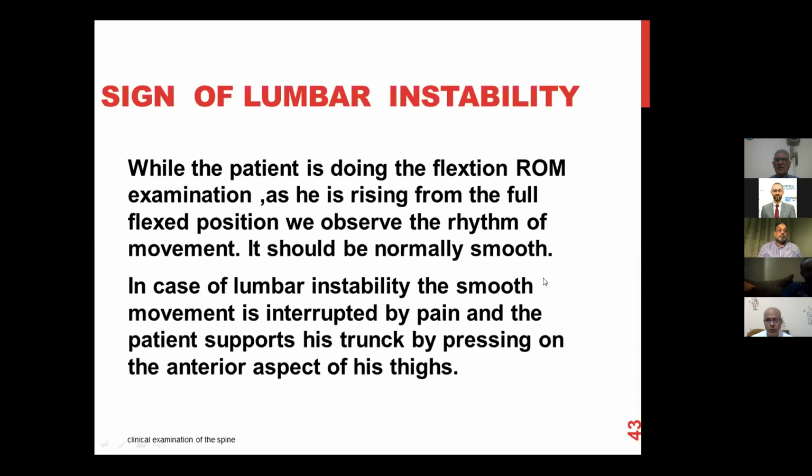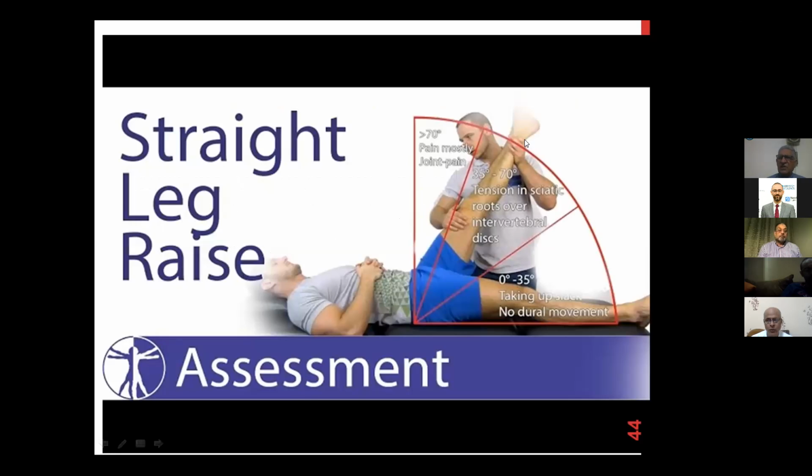That is straight leg raising. We elevate the limb straight until the pain starts to occur. Normally, it is up to 80 to 90 degrees. This is normal degrees. If it is less, between 0 to 35 degrees, this means that there is nerve root or severe nerve root irritation in case of lumbar disc herniation. From 35 to 70 degrees, tension of sciatic nerve roots over intervertebral disc.